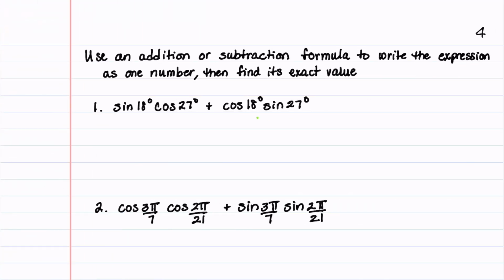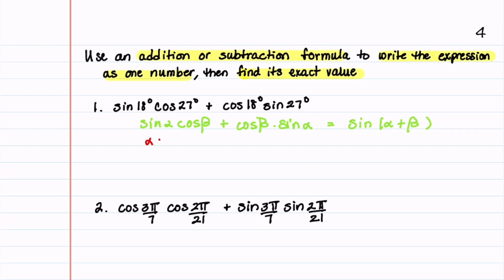The second set of examples that we'll do is to use an addition or subtraction formula to write the trig expression as one number and then find its exact value. So we have two things that we need to do. In our first example, we have a sine alpha and a cosine beta plus a cosine beta times sine alpha. And we know that that's equal to the sine of alpha plus beta.